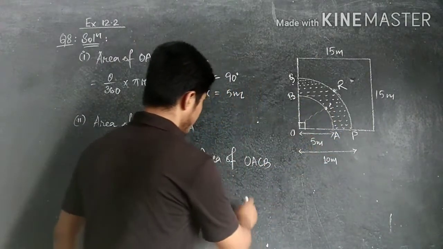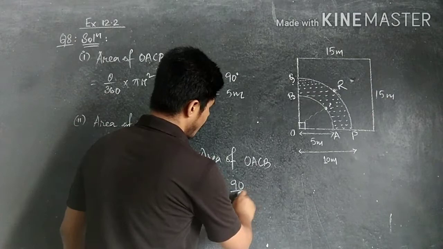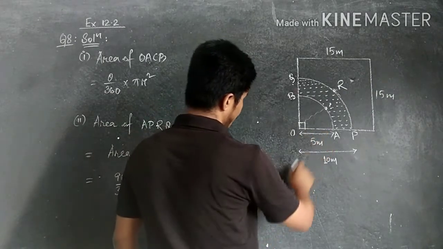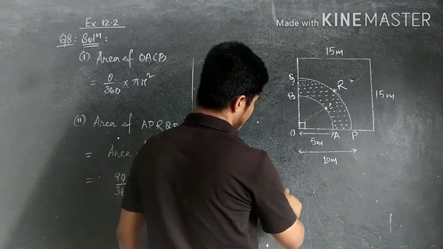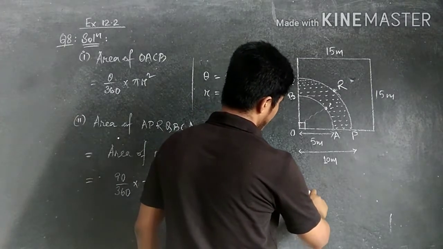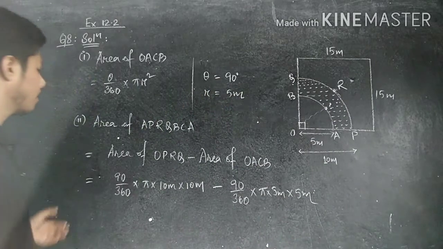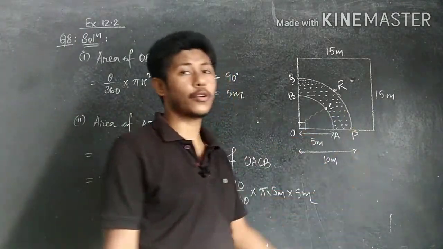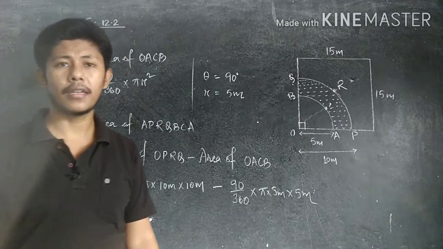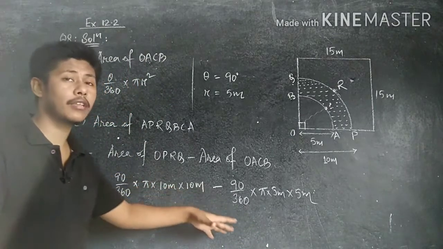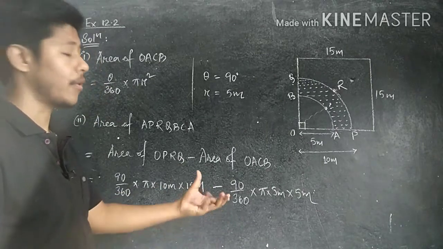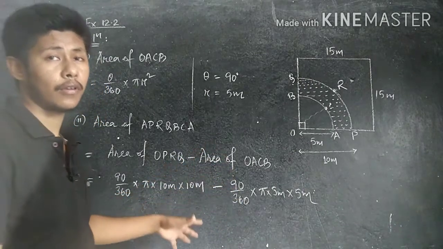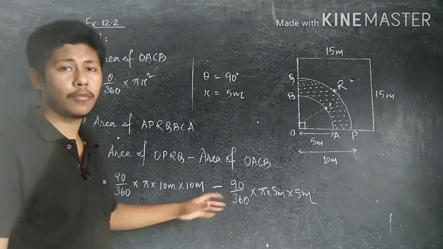In this case theta is 90. So we write 90 by 360 into pi, and R is 5, so 5 meters into 5 meters. Is it clear? If you calculate this result, we get the increasing part, that means this shaded portion, easily. So your task is to calculate this result and check whether your answer is the same as the given solution or not. Is it clear?